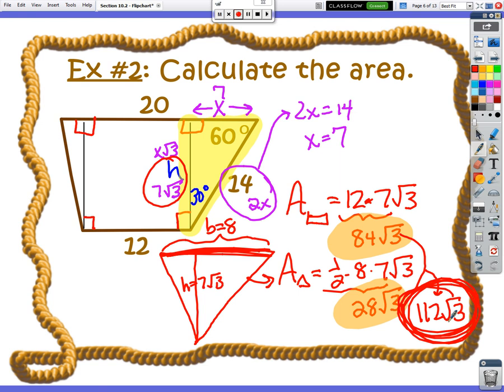The pattern route, as long as you know the pattern, will take less time to do. But if you're not comfortable with the pattern, don't be afraid to use sine, cosine, tangent. It's absolutely fine that you do it that way.